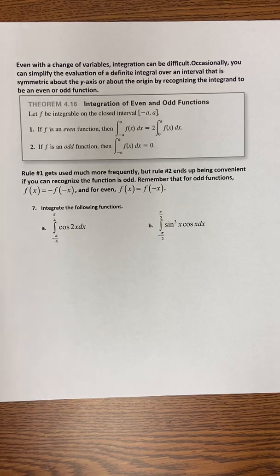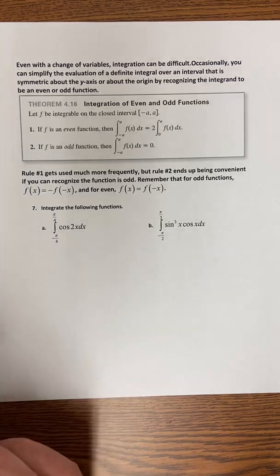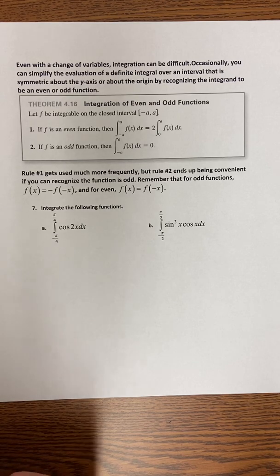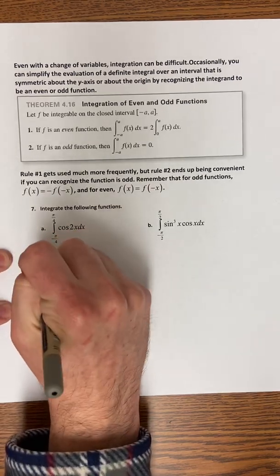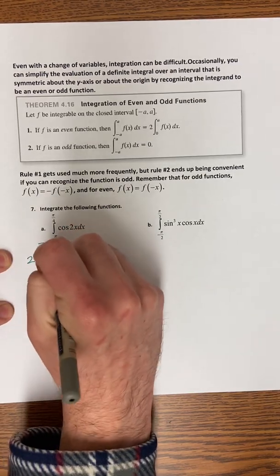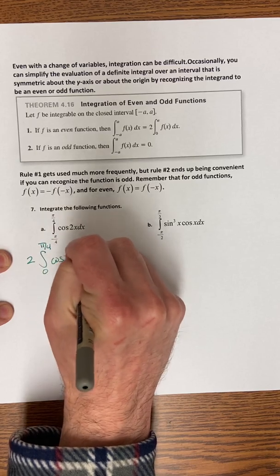So integrate the following functions. The integral from negative pi over 4 to pi over 4 of cosine of 2x. One thing to remember is cosine x is even, so this should be 2 times the integral from 0 to pi over 4 of cosine 2x dx.